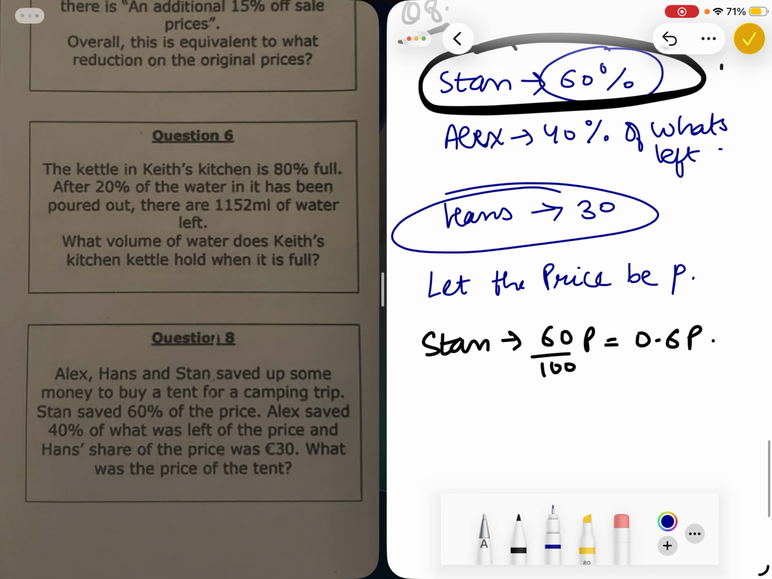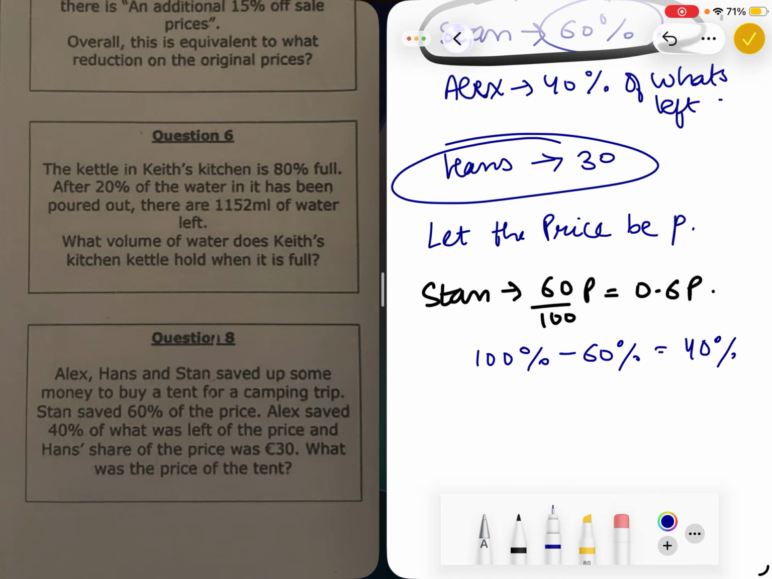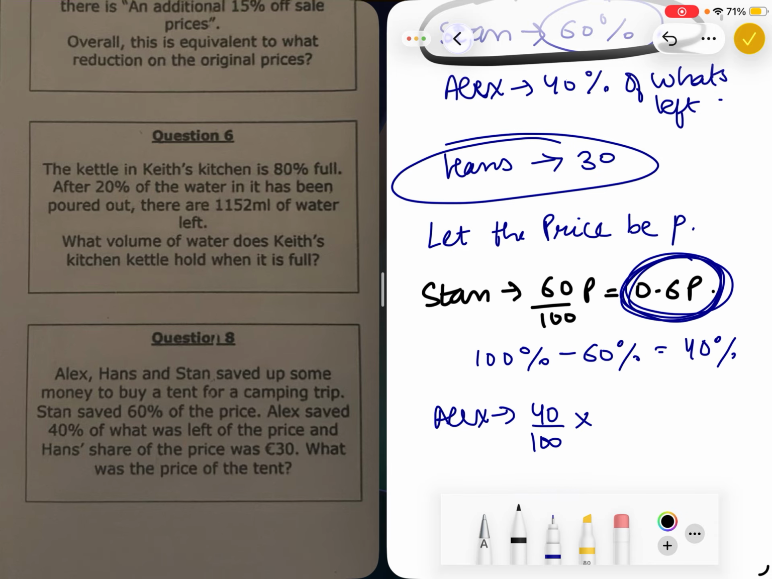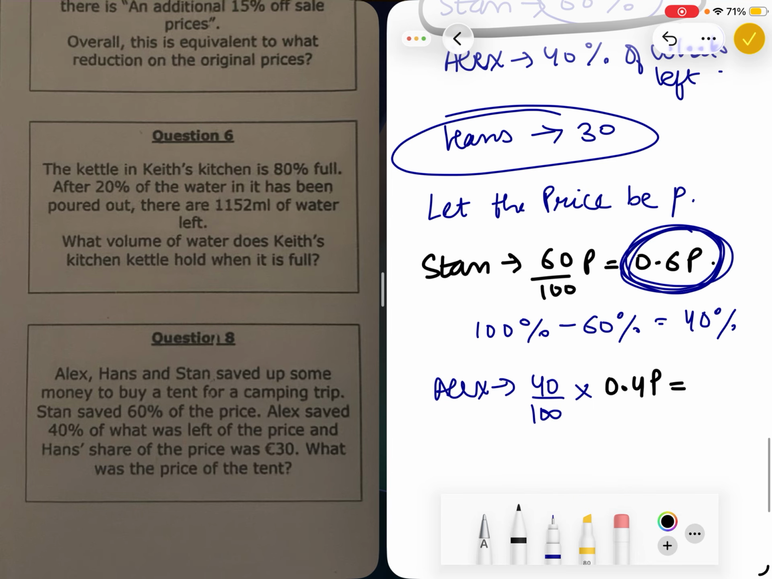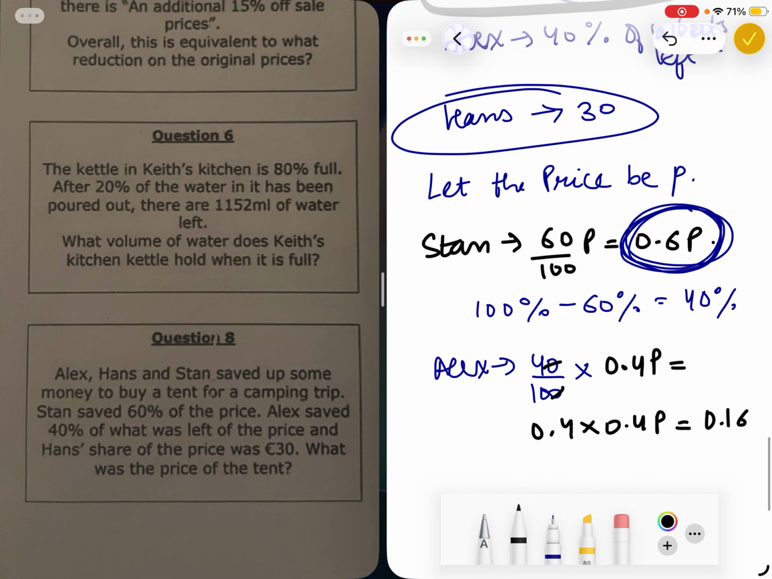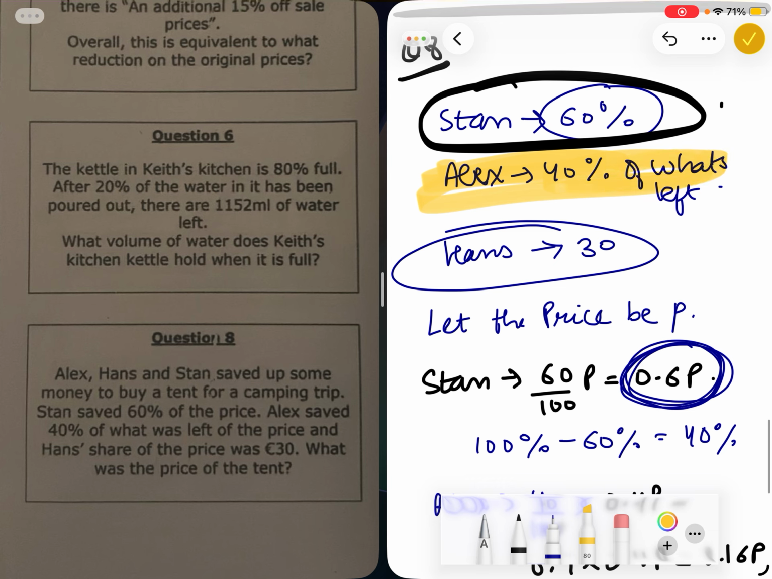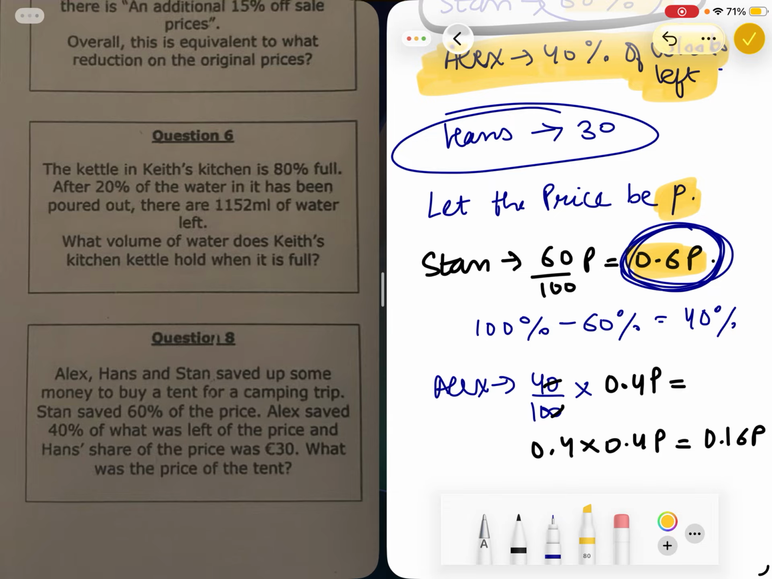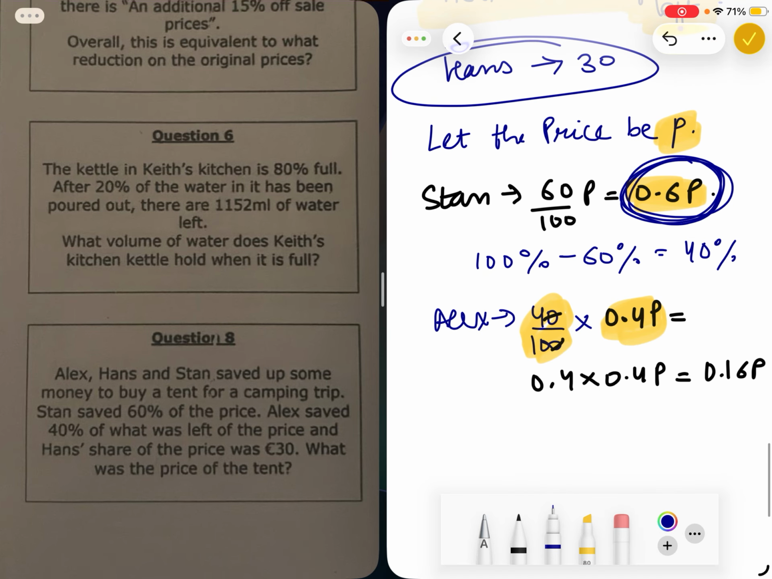Then, how much is left? Out of 100%, 60% is gone, Stan has saved it, and 40% is left, right? So Alex has saved 40% of that. 0.6 was already saved, so 0.4 into 0.4P, which is 0.16P. You need to understand that Alex has saved 40% of what was left: Stan saved 60%, so 40% was left. If the price is P and Stan saved 0.6, then 0.4 remained, and Alex saved 40% of it. So I have calculated that Alex saved 0.16P.